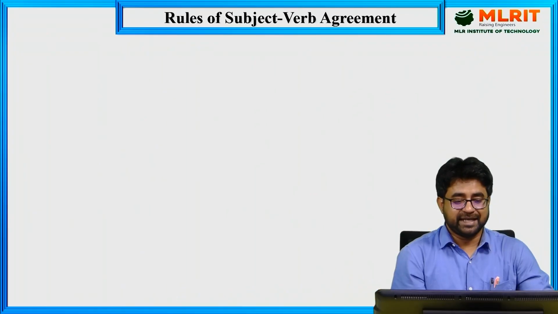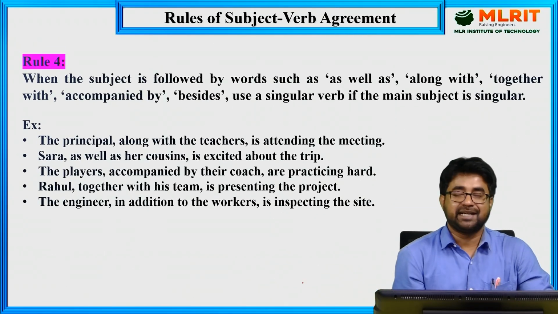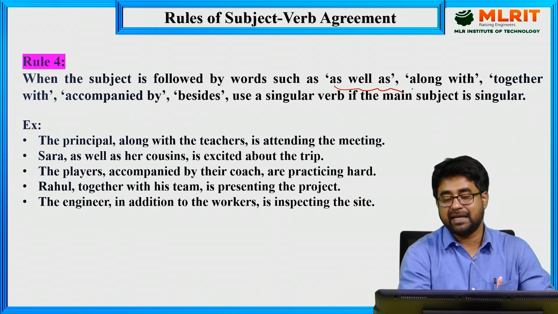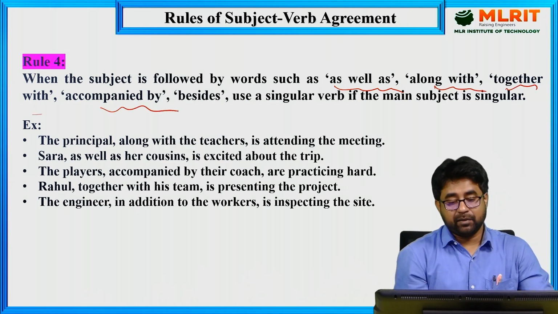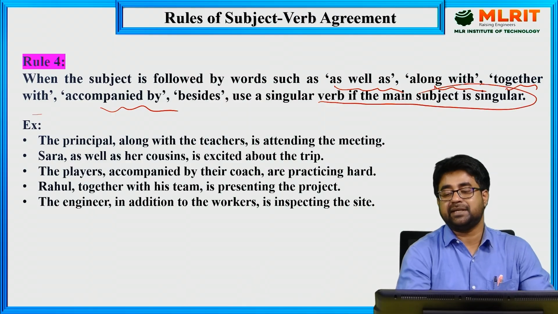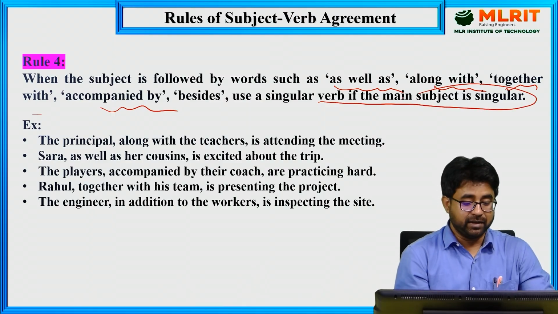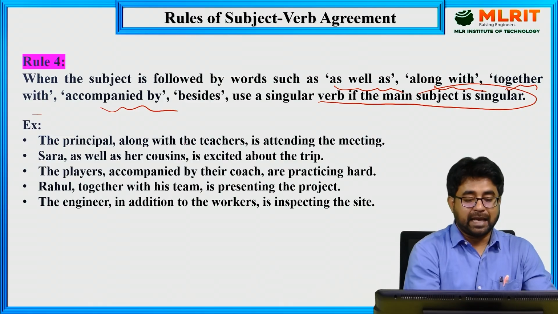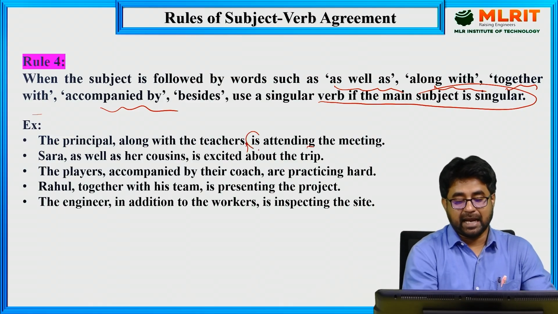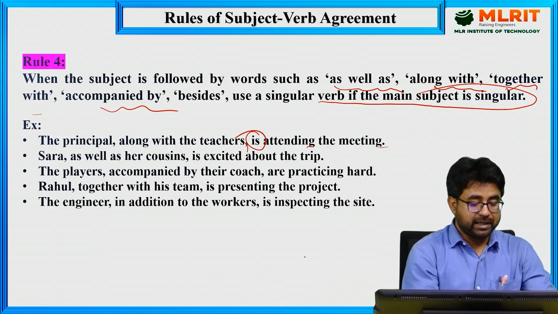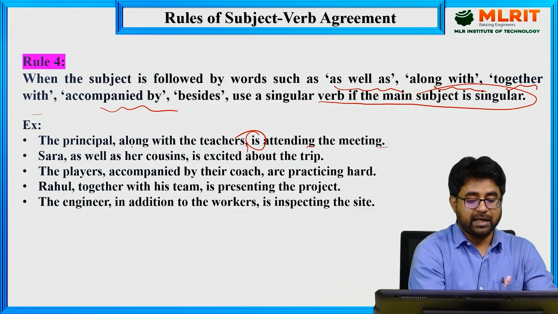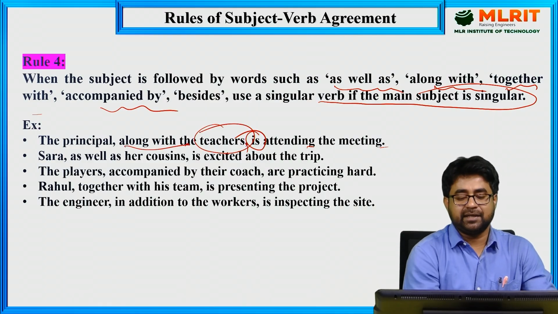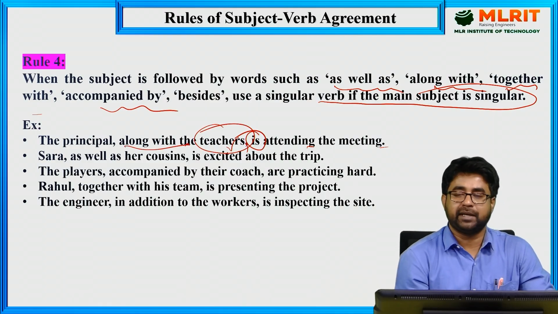Now let's go to the next rule. Rule number 4. When the subject is followed by words such as well as, along with, together with, accompanied by, then what will happen? Use a singular verb if the main subject is singular. So you need to check the main subject here. Now you can see here, the principal along with the teachers is attending the meeting. So you can see subject, it is followed by words such as well as, along with. So you cannot consider this.